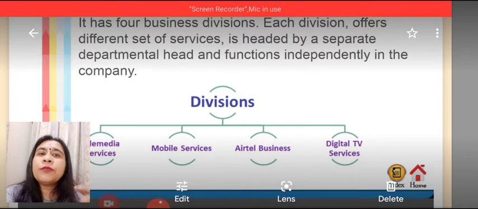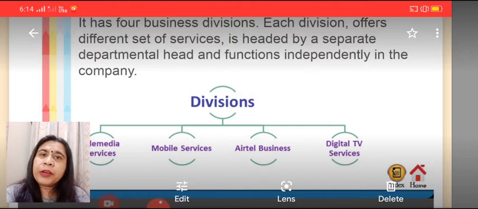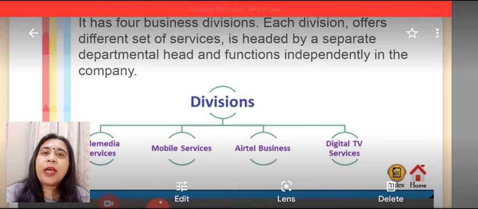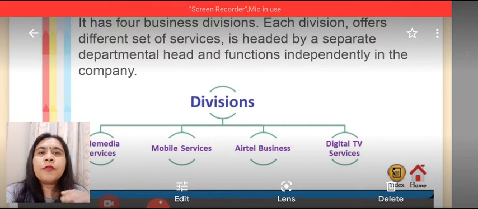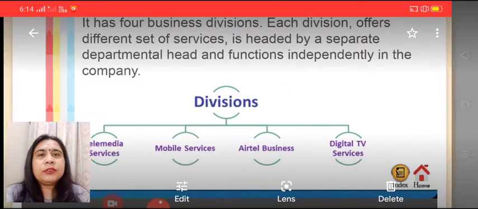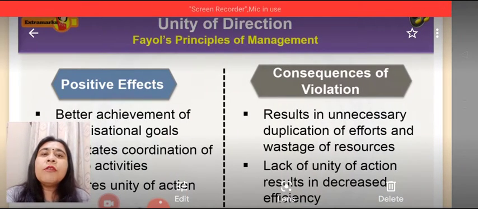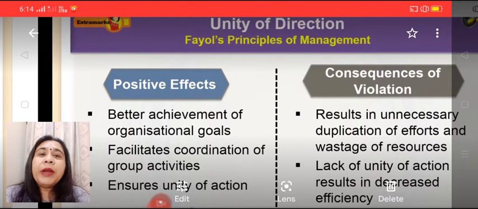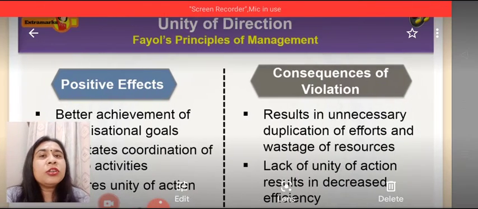So all these 4 divisions have a separate head and a separate plan because the objective of each division is separate. This is unity of direction. Now what are the positive effects of following this principle of management? Better achievement of organizational goals.